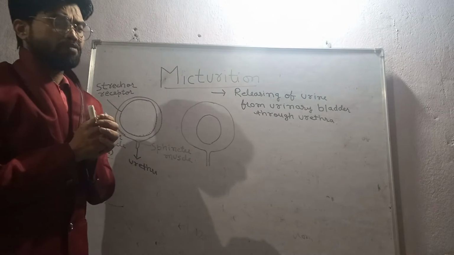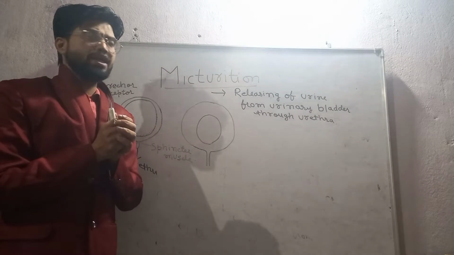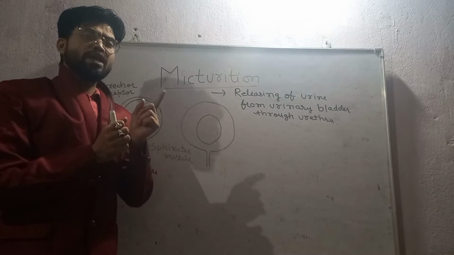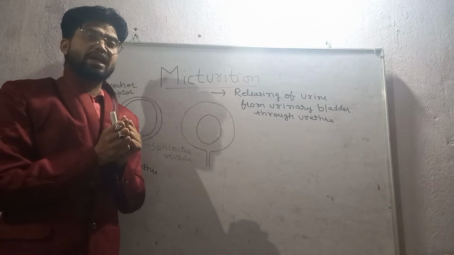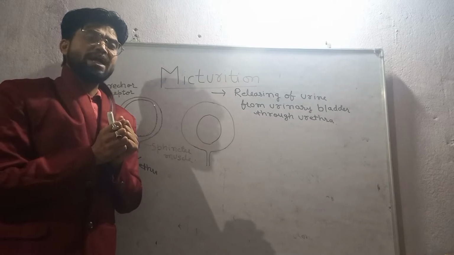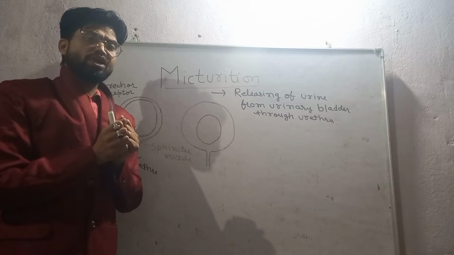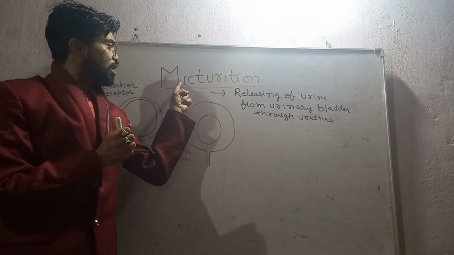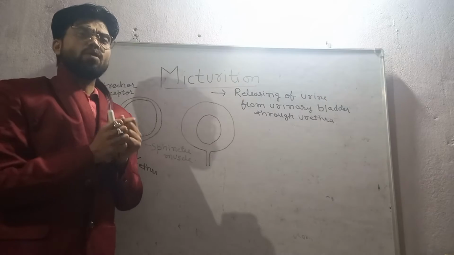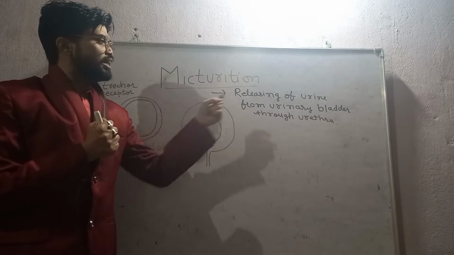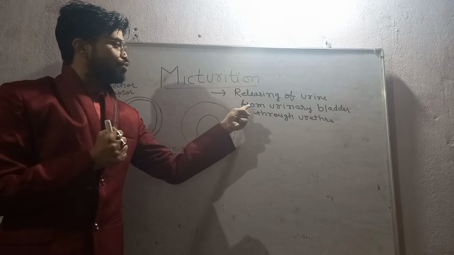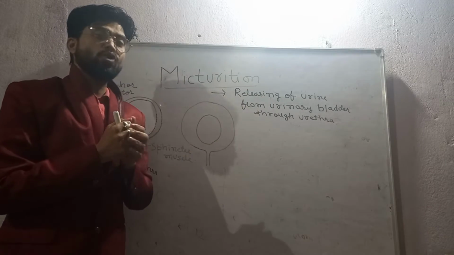In this chapter, from my previous class, you already know about urine formation and its steps, and also about the counter current mechanism. Now, my dear student, we are in a position to discuss micturition. What do you mean by micturition? Micturition is the releasing of urine from the urinary bladder through the urethra.